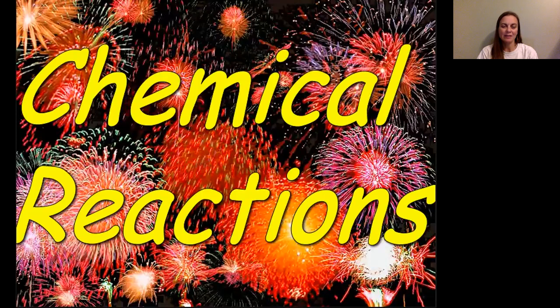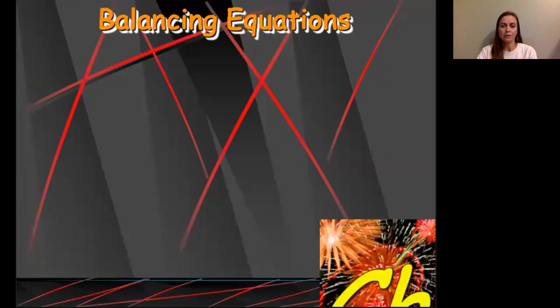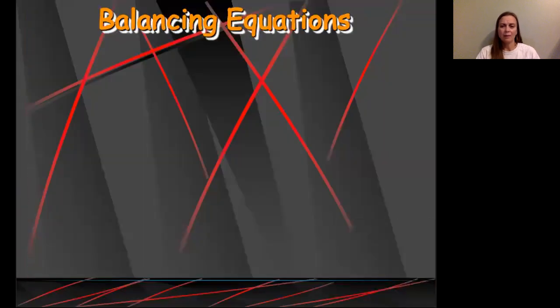And we are talking tonight about chemical reactions and the equations that describe them. So we've learned how to write a skeleton equation, how to write an equation that's unbalanced from a description of the chemical reaction. And now we're going to jump in and talk about balancing equations. So why do we need to balance an equation?